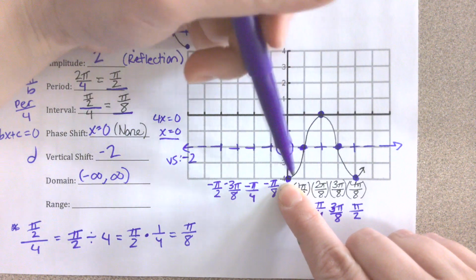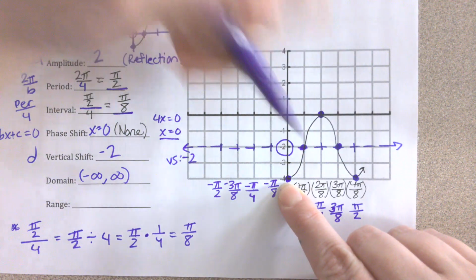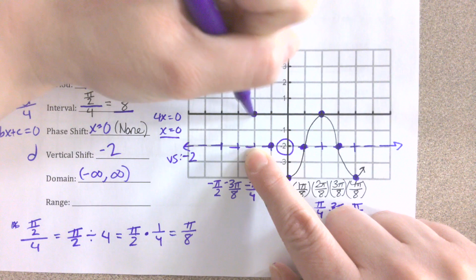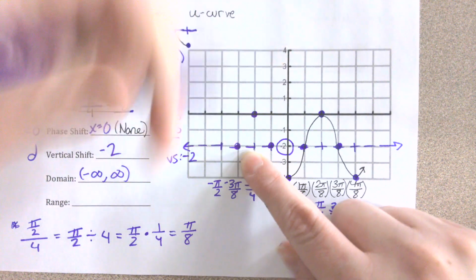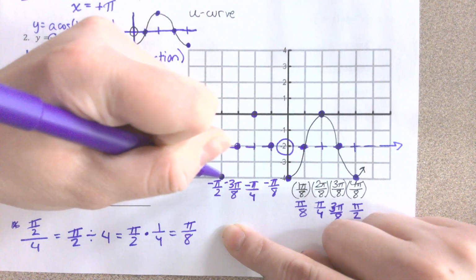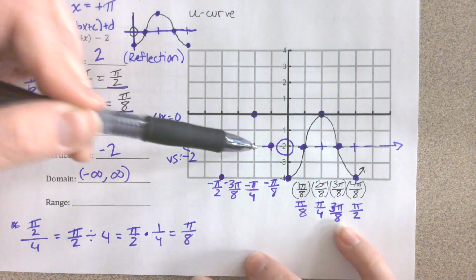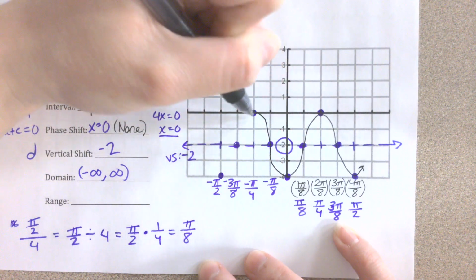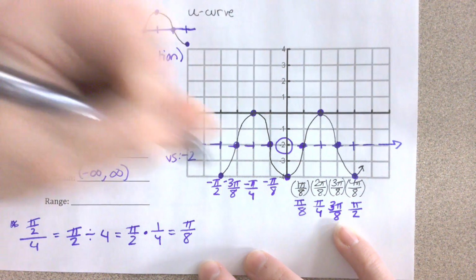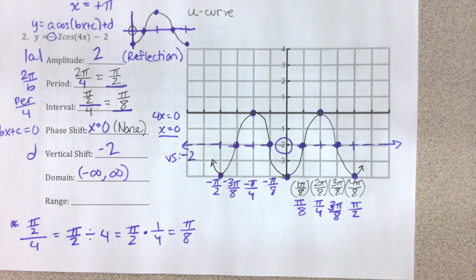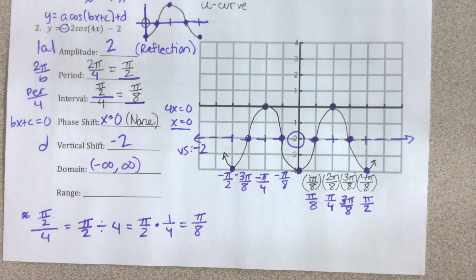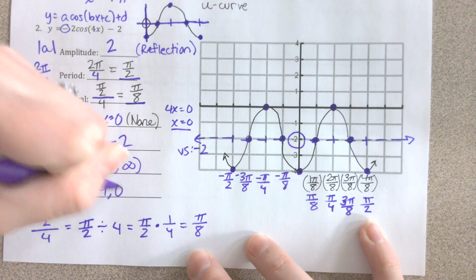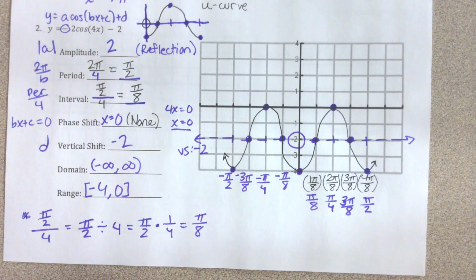Cosine, thankfully, is a mirror, so I will repeat these exact points going to the left. First point to the left, we're up to the midline. Then we're up to the maximum. Back down to the midline. Back down to the minimum. Again, amplitude, we're going up 2 and down 2 the whole way. And there's our curve. Lastly, the range. This toggles between -4 and 0. There's our completed graph.